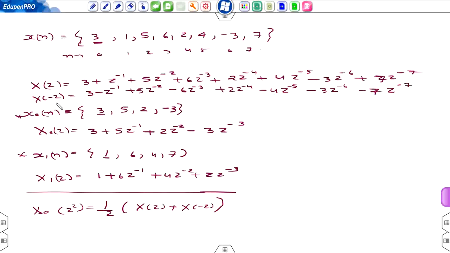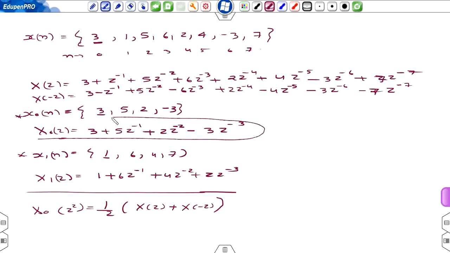So if we add X(z) and X(-z), the odd number terms will be cancelled out, and we have duplicate values of even number terms, so we divide by 2. If we substitute z square in place of z in this equation, the result will be X0(z^2) is equal to 3 plus 5z raised to power minus 2 plus 2z raised to power minus 4 minus 3z raised to power minus 6. Okay, and this will be 7, sorry. So X0(z^2) is equal to half of X(z) plus X(-z).